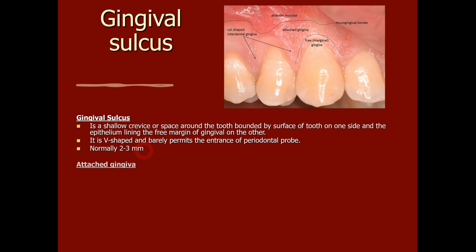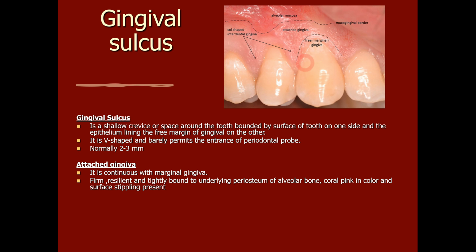Now, moving on to attached gingiva. This groove separates free gingiva and attached gingiva, and the gingiva beyond it is called attached gingiva, which is continuous with the marginal gingiva, separated by the free gingival groove. It is firm, resilient, and tightly bound to the periosteum of the alveolar bone, which is the bone in which the tooth is present, and it is coral pink in color. You have to remember this term coral pink because that is the normal color of healthy gingiva.